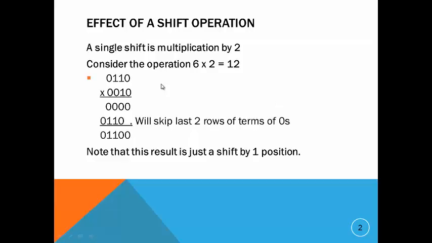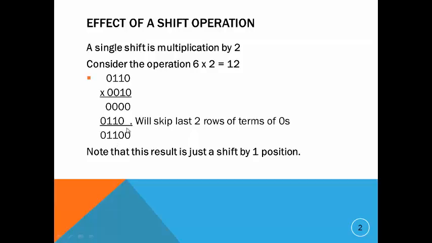Let us see one example. 6 into 2 is equal to 12. 6 in binary is 0110. 2 in binary is 0010. So when you multiply it, this is the first partial product, 0 into this, and then 1 into this. You have all the other partial products as 0, and when you add, you get 01100, which is nothing but 12. So 6 into 2 is equal to 12, and in binary also you get 12.